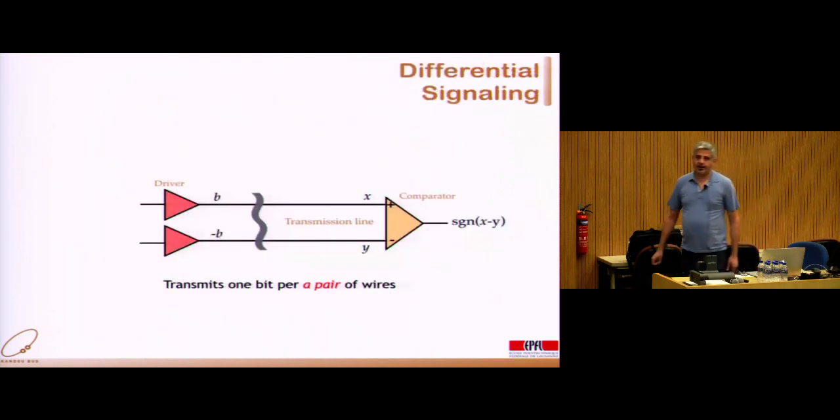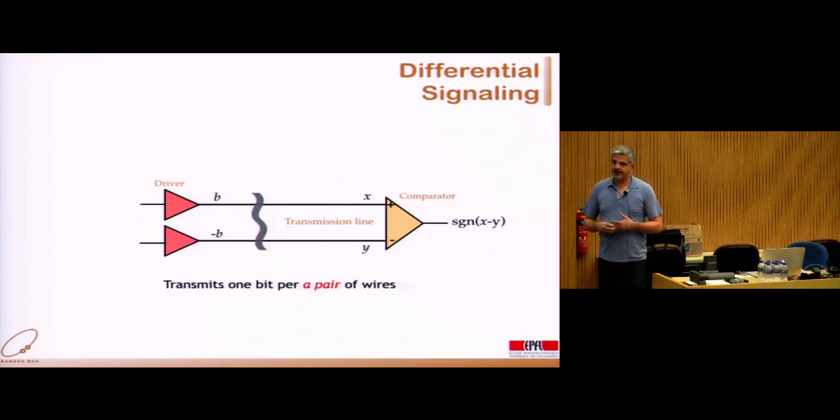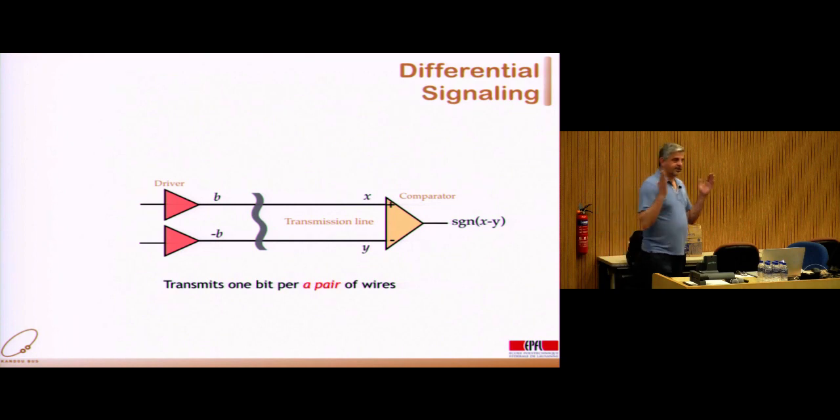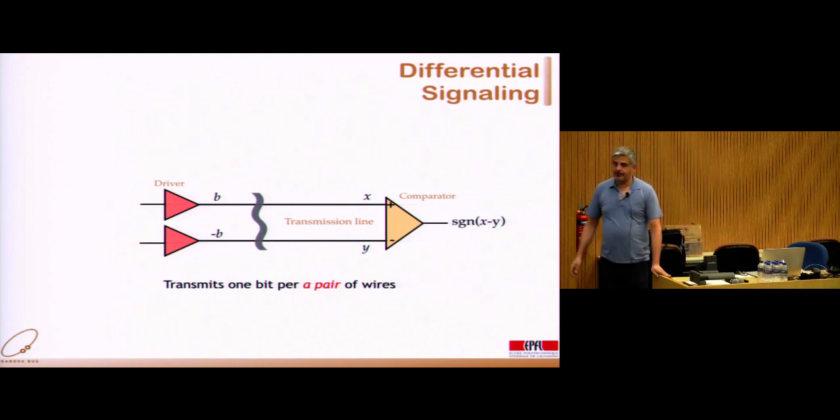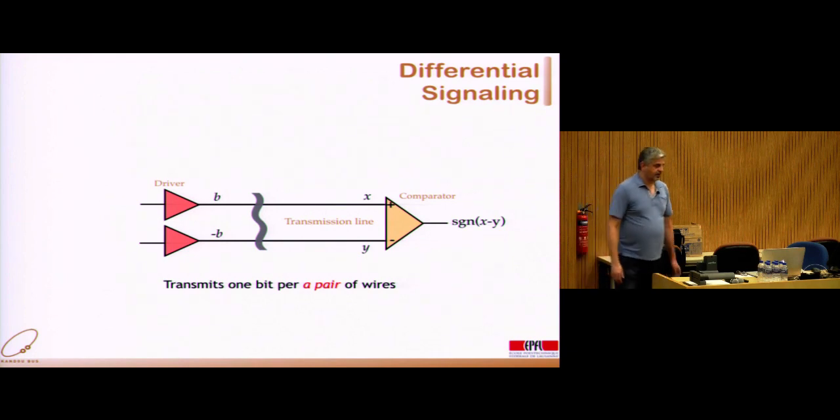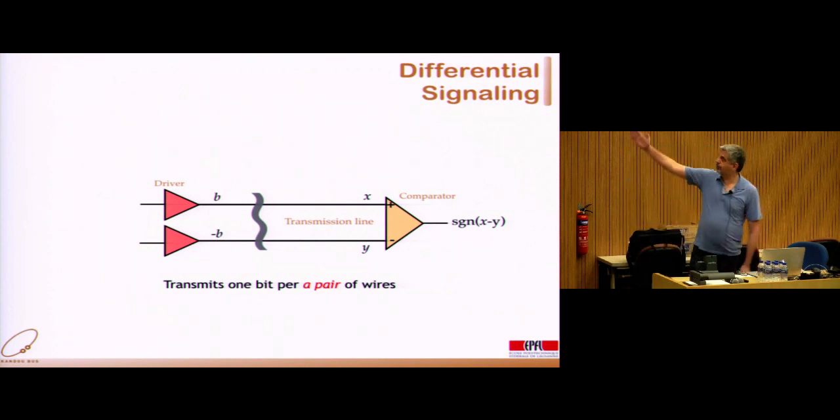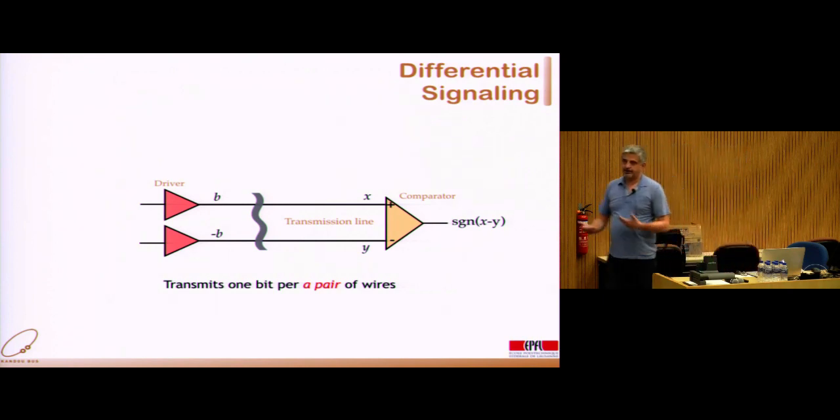That's what made people look at something else called differential signaling. In differential signaling, you send one bit across 2 wires. How do you do that? You send complementary bits on the wire. If your bit is a plus 1, you send a plus 1 on the top wire and a negative 1 on the bottom wire, and vice versa. Then when you want to detect the signal, you take the difference of the top wire and the bottom wire, and you take the sign.